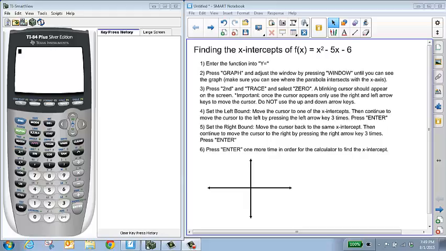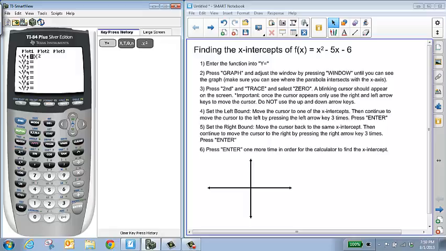So the first thing that we want to do is enter the function into y equals. So you're going to press the y equals button, and you can follow along here to see what keys have been pressed on the graphing calculator. We're going to type in the function x squared minus 5x minus 6. And then the second step is we're going to press graph.